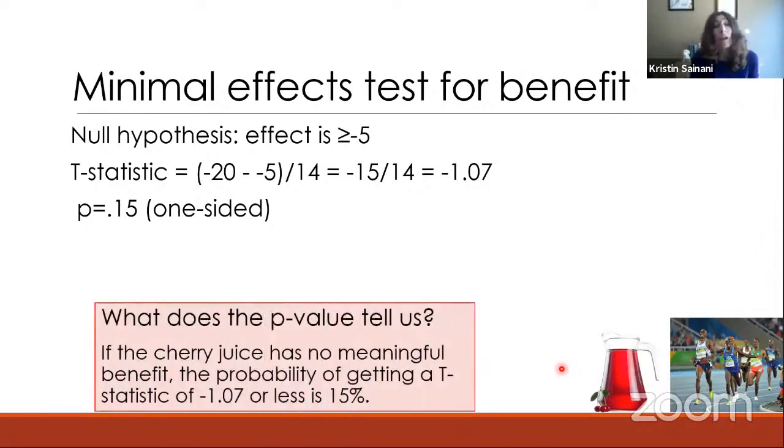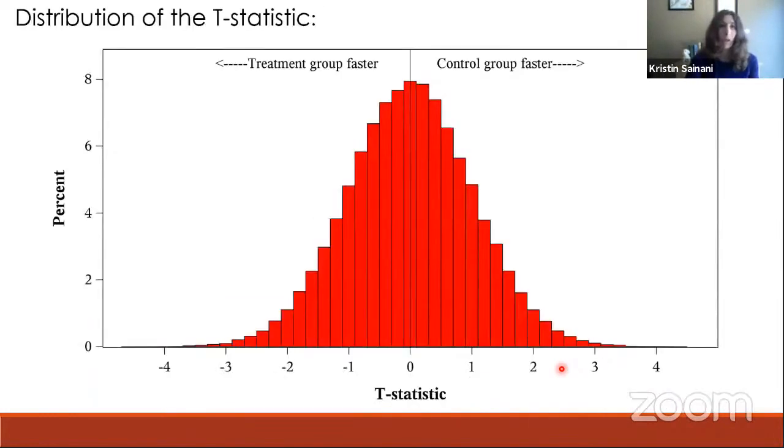What does that tell us? Well, that tells us that if cherry juice has no meaningful benefit, the probability of seeing an effect this big, -1.07 or smaller for our t statistic, is 15%. In other words, it's totally plausible that we would have seen this just due to chance.